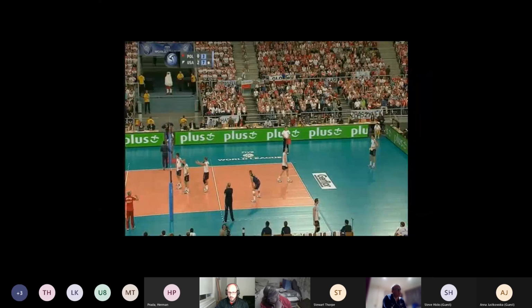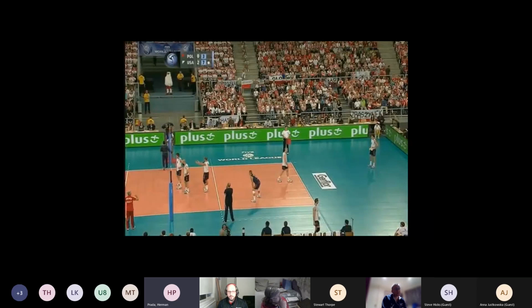So if the blocker touched the ball first and not the USA number 7, then the attack hit was the play by the libero. So was the libero's play legal or illegal? Oh, I see. I think it's legal because the ball is not higher than the top of the net, no?